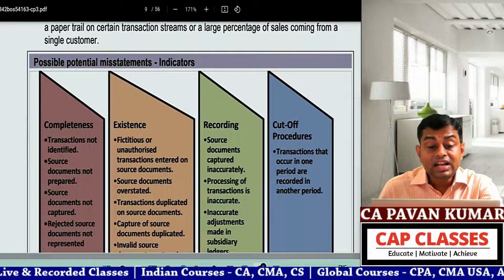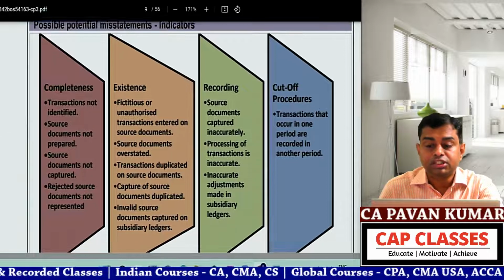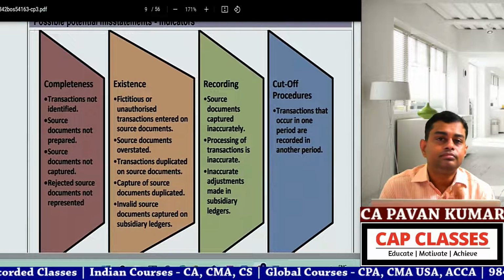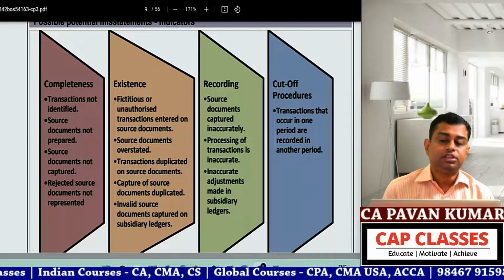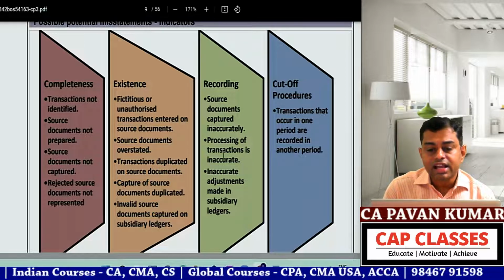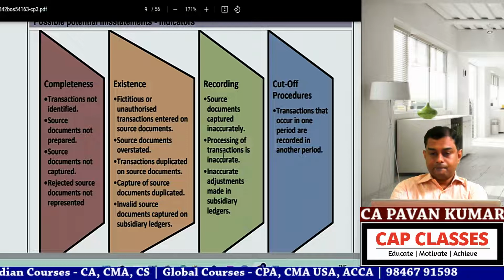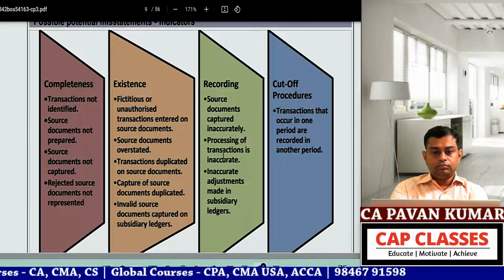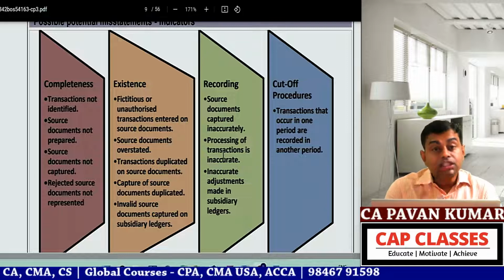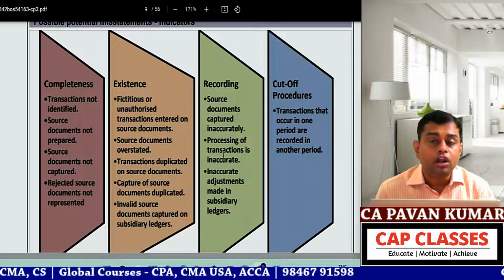Now, indicators of possible potential misstatements. So, Adarsh, read this diagram. Completeness. Transactions not identified. This is a funny thing, no? Transaction not identified at all.